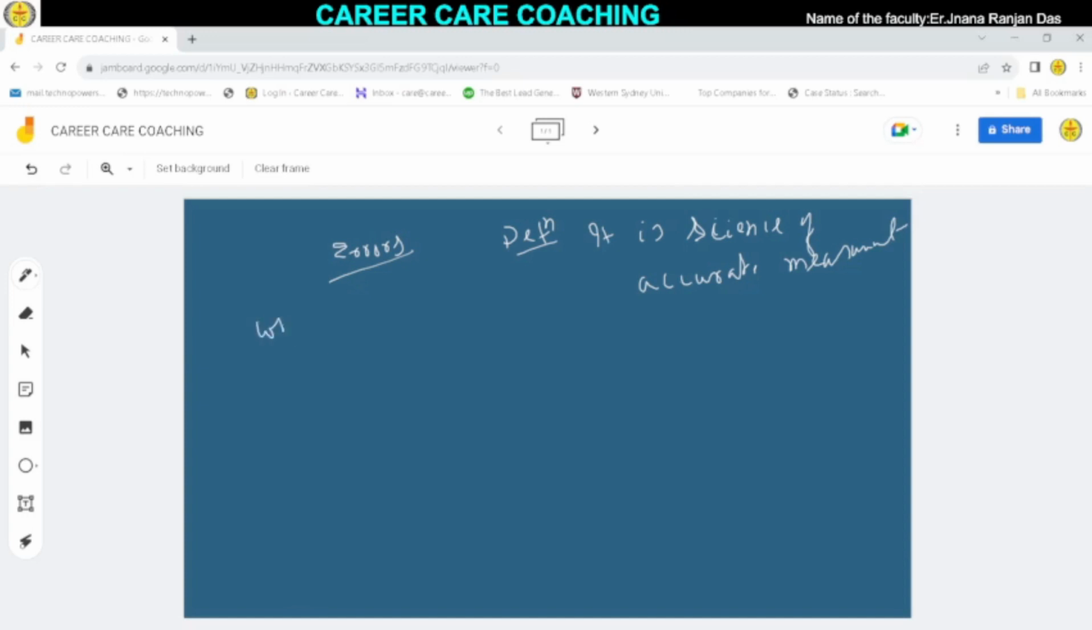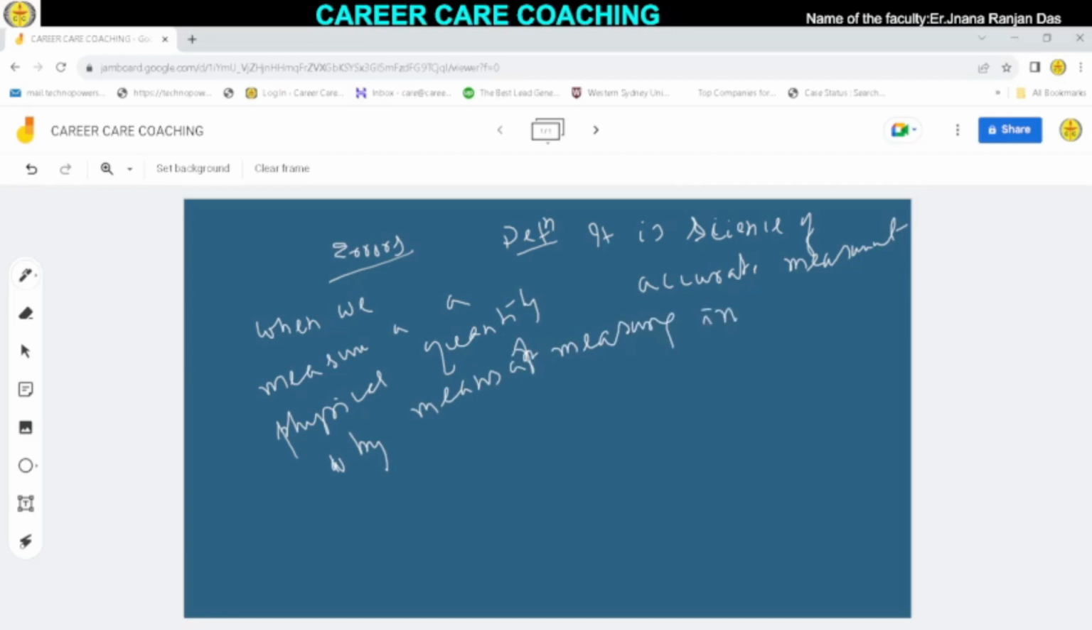So when we measure a physical quantity by means of a measuring instrument, we get a measured value or observed value.